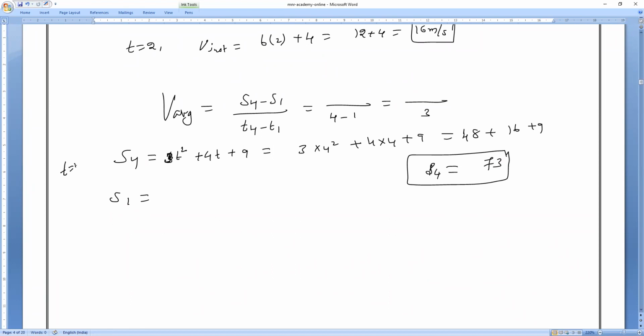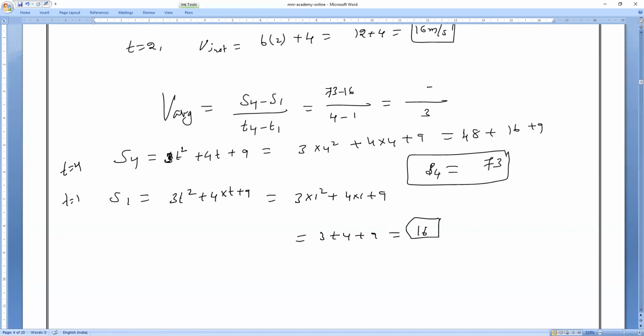T is equal to 1. So what will S be? 3t square plus 4t plus 9, which is 3 into 1 square plus 4 into 1 plus 9, which is 3 plus 4 plus 9, equal to 16. So 73 minus 16 is 57. So 57 by 3 is the average velocity, V average, between t equals 1 and t equals 4.